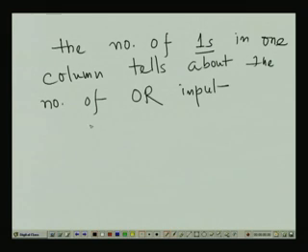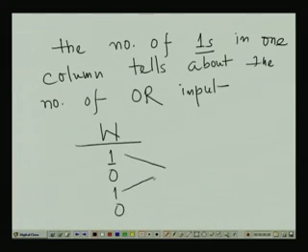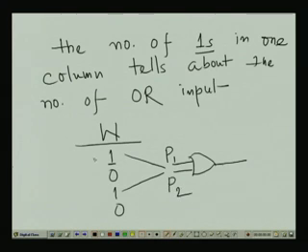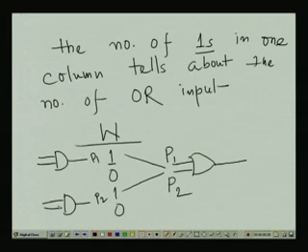That means, say I have one output line W and in this column there are two ones, that means I need a 2 input OR gate. So this product term is say P1 and this product term is say P2. P1 and P2 are actually some AND gate outputs. So this is the realization.